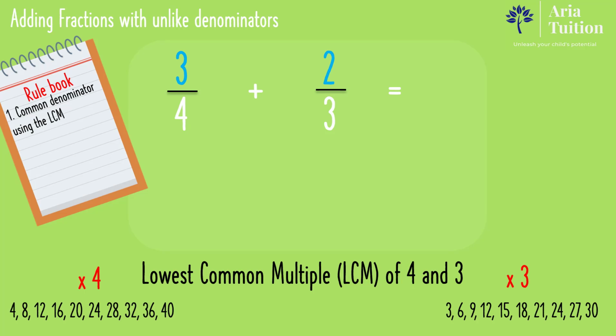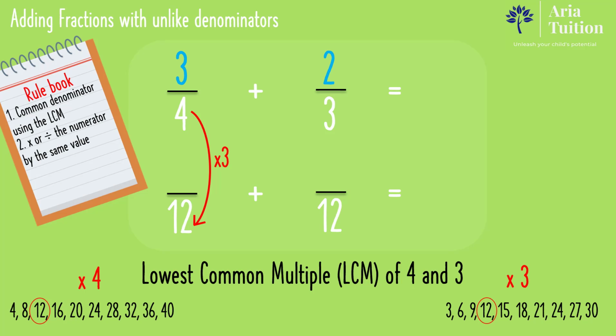Scanning through the multiples, we should find the lowest multiple, which is 12. Therefore, our common denominator now is 12. Now we convert our old denominators into our new denominators by timesing or dividing. How do we get from 4 to 12? We can times 3. 4 times 3 makes 12.